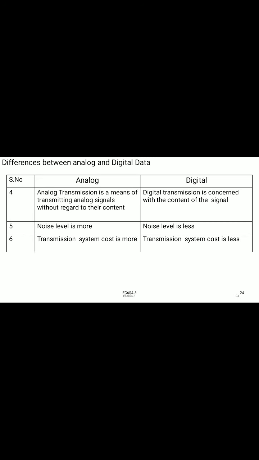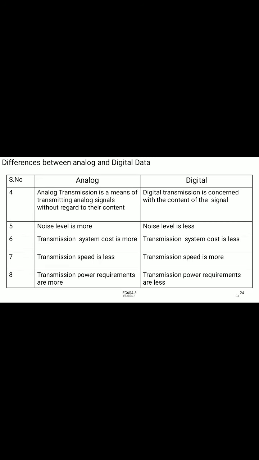Analog transmission is a means of transmitting analog signals without regard to their content. Digital transmission is concerned with the content of the signal. In analog, the noise level is more, in digital the noise level is less. Transmission system cost is more in analog, less in digital. Transmission speed is less in analog, more in digital. Transmission power requirements are more in analog, less in digital.